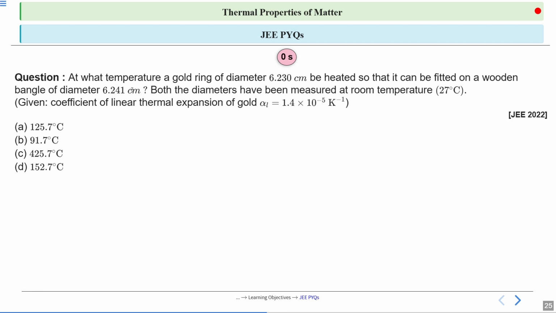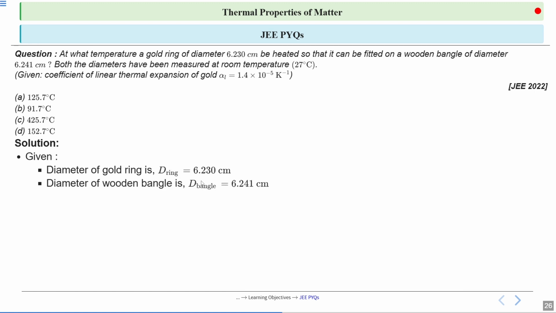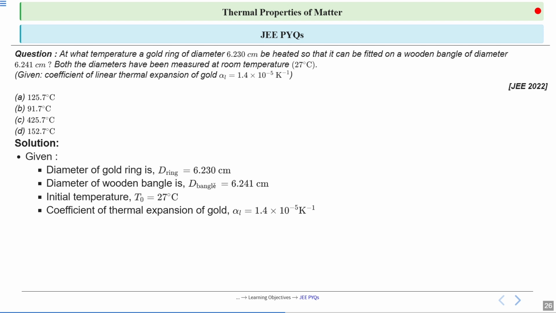Let's see the solution of this question. Now, the given terms: the diameter of the gold ring is 6.230 centimeter and the diameter of the wooden bangle is 6.241 centimeter. Initial temperature T naught equals 27 degrees Celsius. The coefficient of thermal expansion of gold, alpha L, is equal to 1.4 into 10 raised to the power minus 5 per Kelvin.